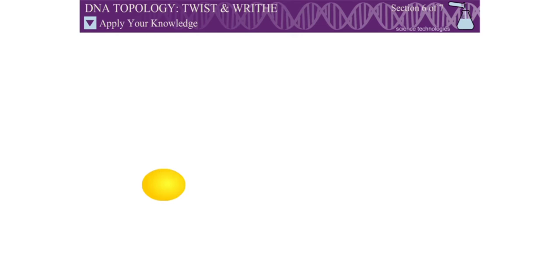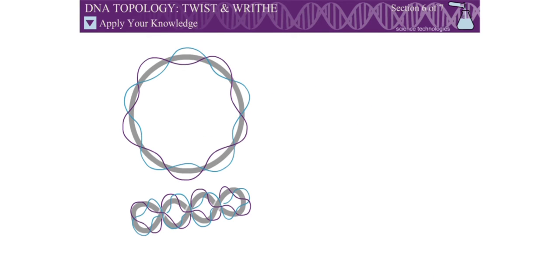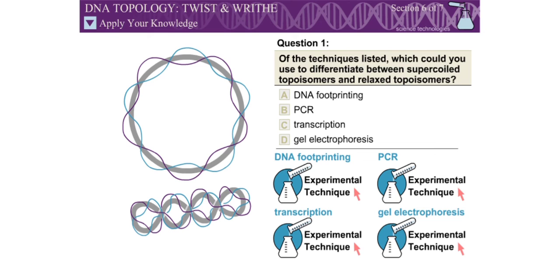You have discovered a protein with an amino acid sequence similar to known topoisomerases. How can you determine if your protein is a topoisomerase? The greater the writhe of a topoisomer, the more compact the shape of the cccDNA. Question 1. Of the techniques listed, which could you use to differentiate between supercoiled topoisomers and relaxed topoisomers?